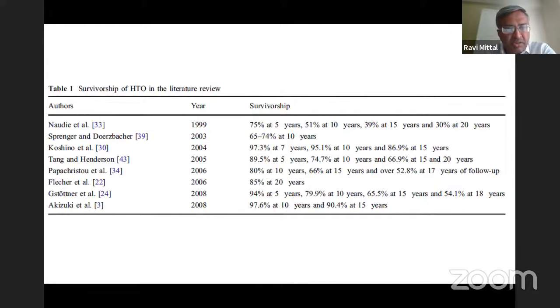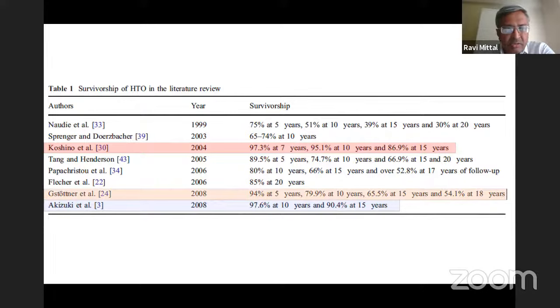So let's look at this chart. This gives a survivorship of HTO from year 1999 till 2008. This is a study in 2004 by Cochino. The survival is 97.3 at 7 years, 95 at 10 years, and 86.9 at 15 years. 2008 survival is 97.6 at 10 years, 90.4 at 15 years.